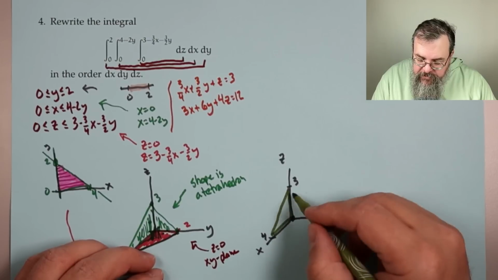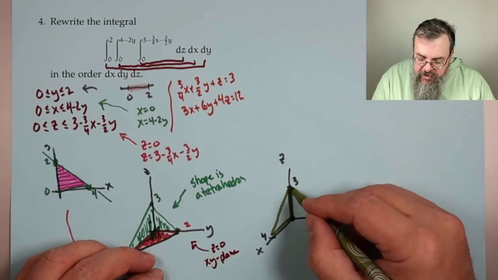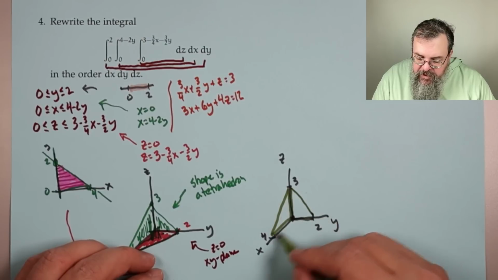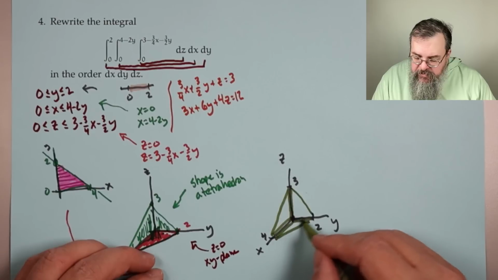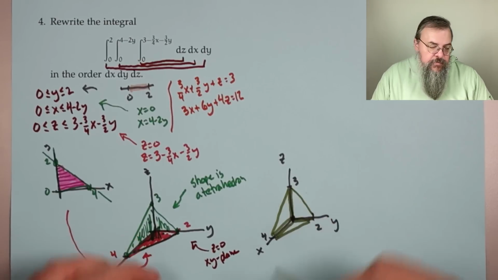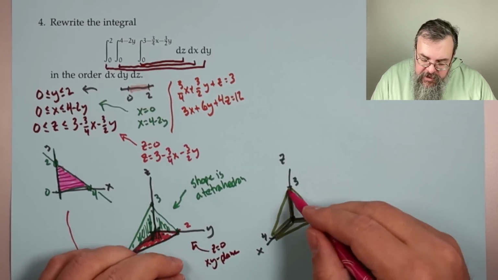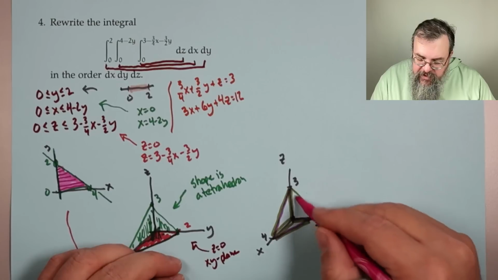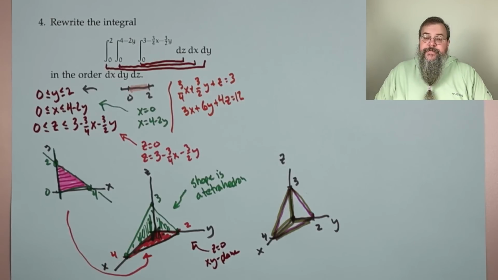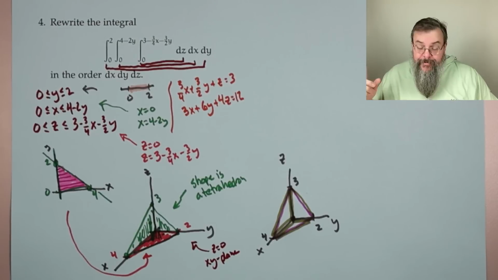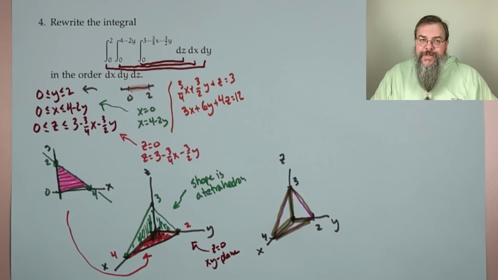So we have, that's one face in the xz plane. Here's another face in the yz plane. Here's a face in the xy plane. And, well, we'll use one more. There's a sort of slanted face at an angle. Okay, so we're ready to talk about setting up our new bounds.